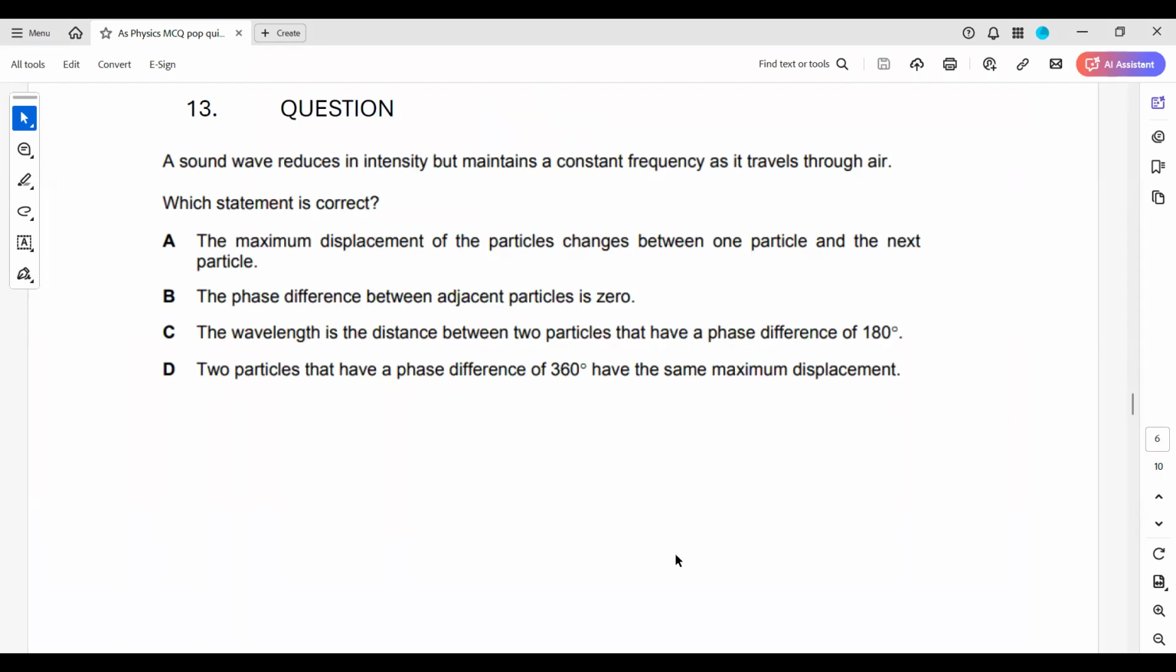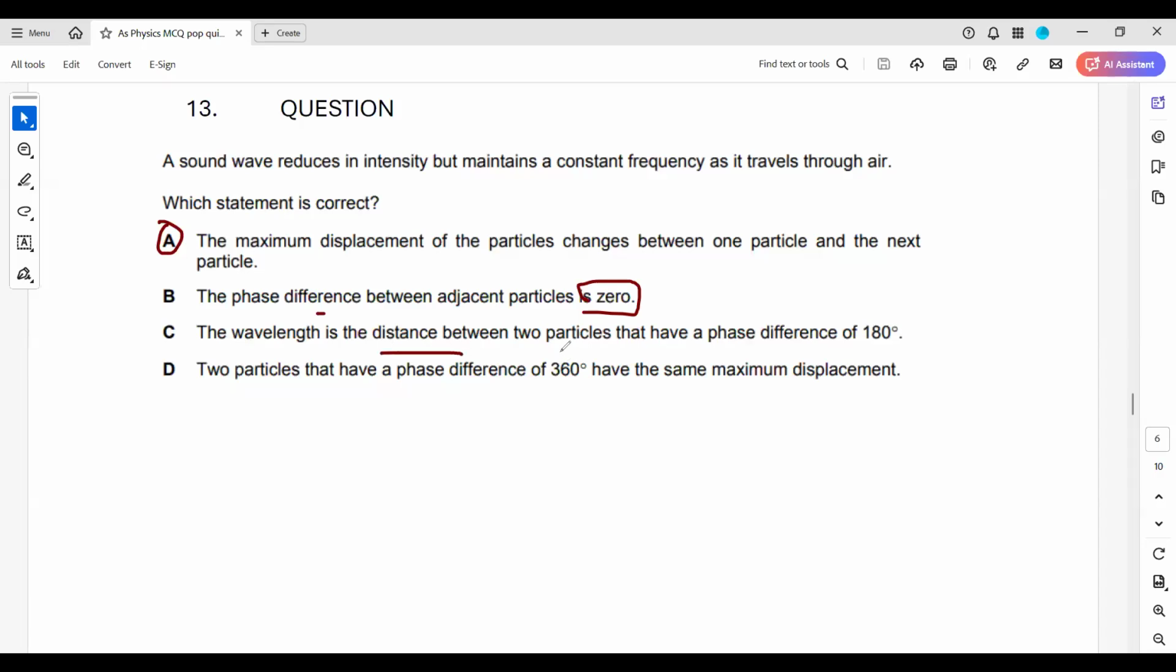Why not B? The phase difference between adjacent particles is 0. No, between adjacent particles, the phase difference is not 0. When the particles are moving, if one particle moves towards the right, the other particle will move towards the left, in the opposite direction.